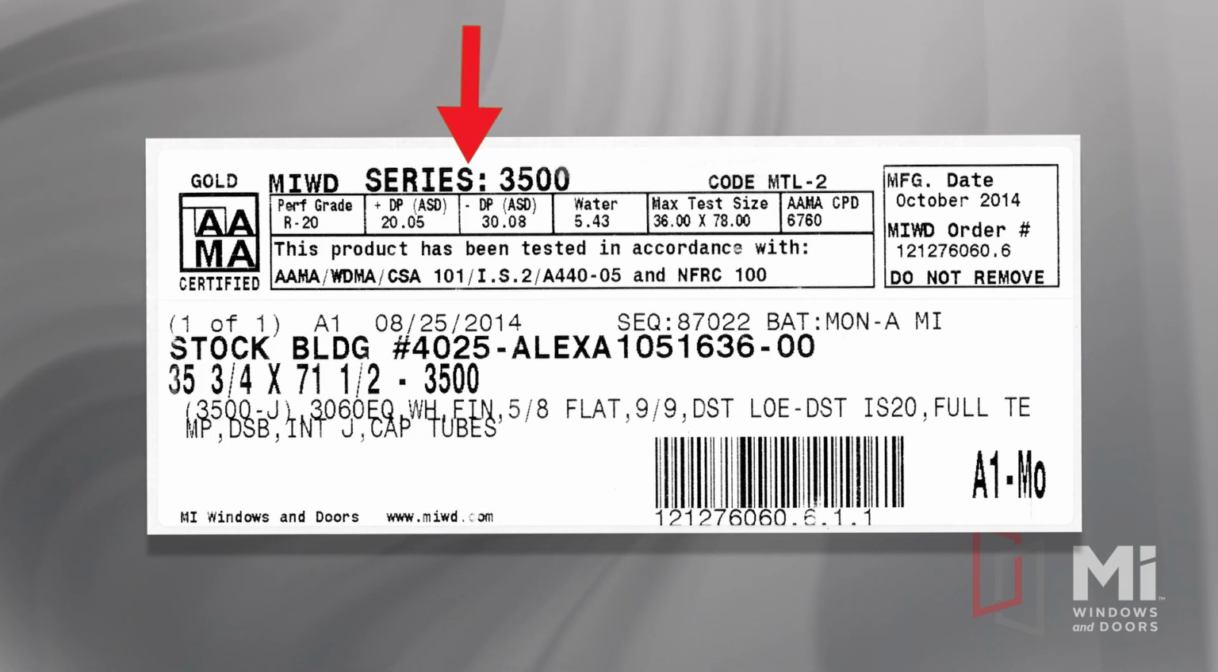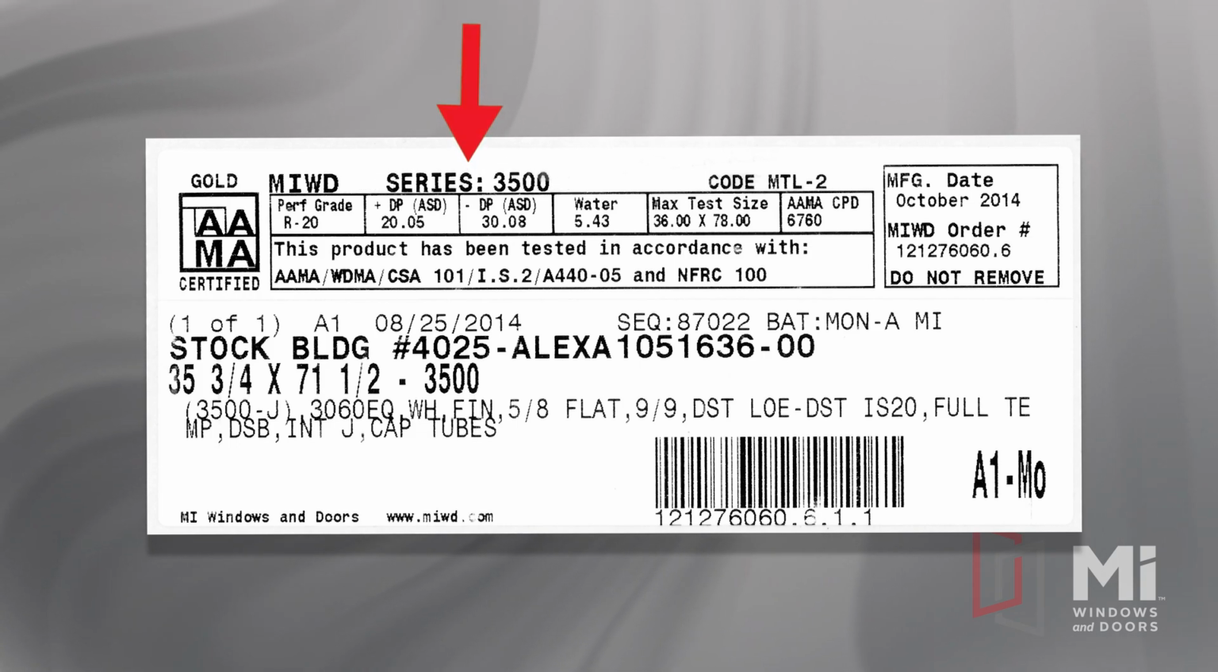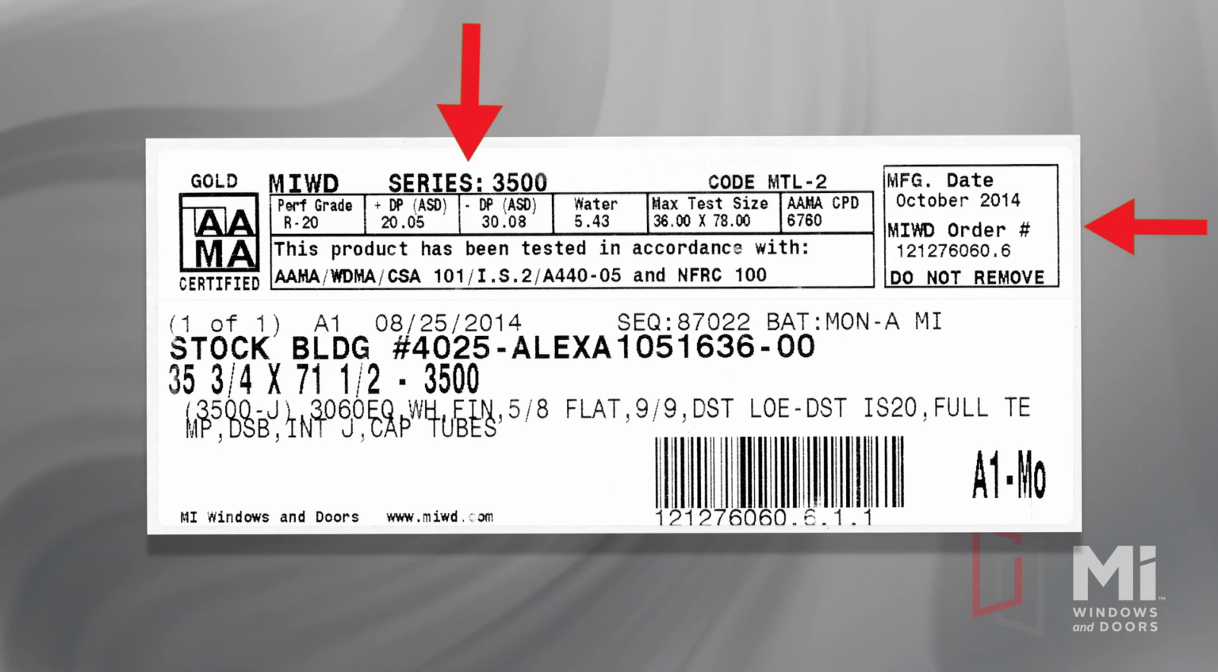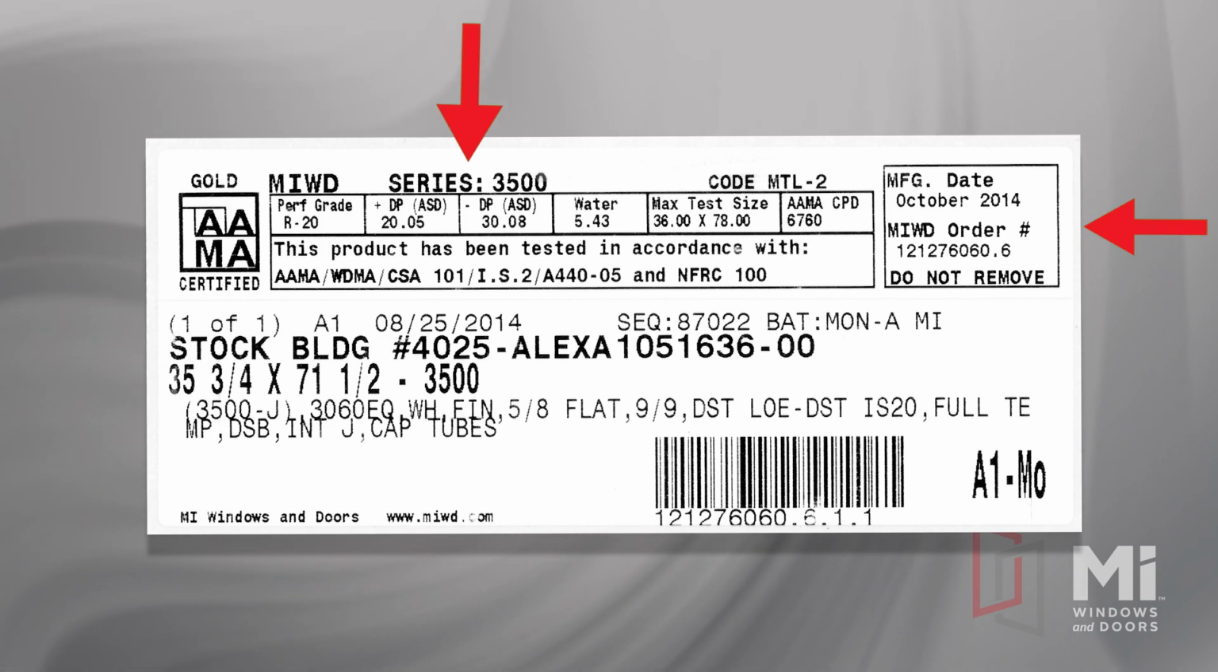Printed at the top, you will find the window or door series number, and in the box in the upper right is where you will find the MI order number. Providing our customer service department with the MI order number will allow us to determine the manufacturer's date and specifications on the specific windows in your home.